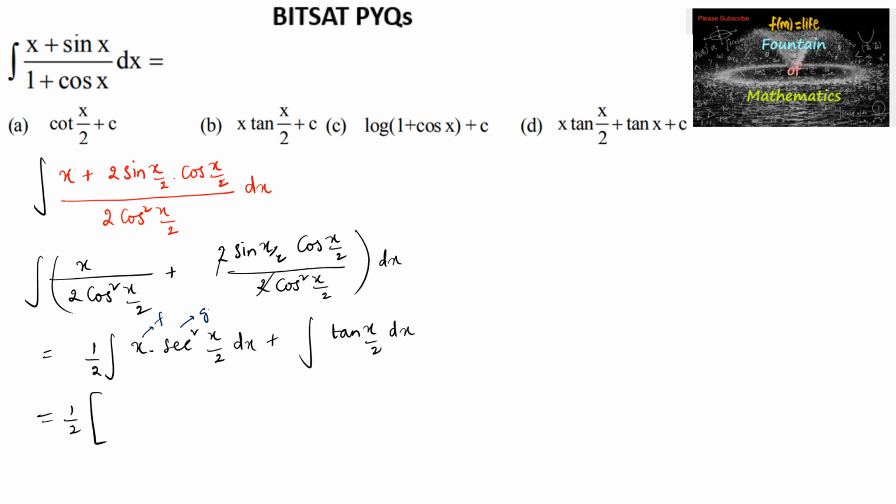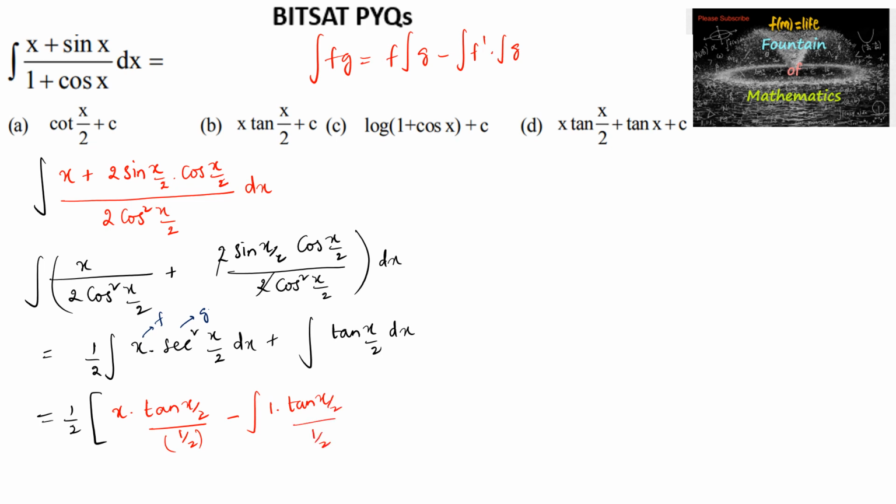And we know integration by parts of fg is equal to f into integral of g minus integration of f dash into integration of g. So here we can write x into integration of sec²(x/2), which is tan(x/2) upon 1/2 coefficient of x, minus integration of differentiation of x, which is 1, into integration of sec²(x/2), again tan(x/2) divided by 1/2, dx, plus again integration tan(x/2) dx.